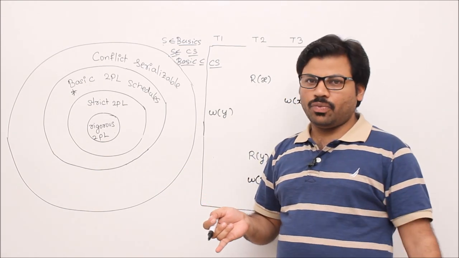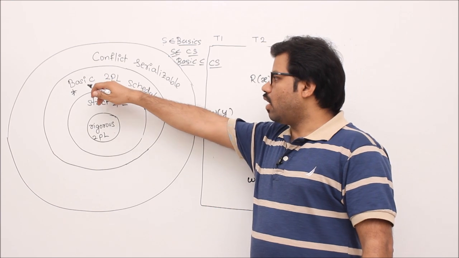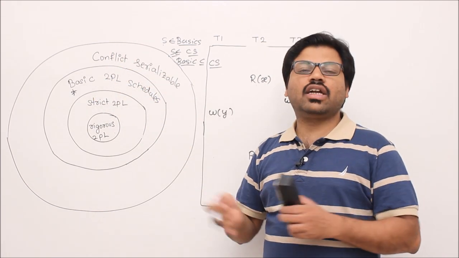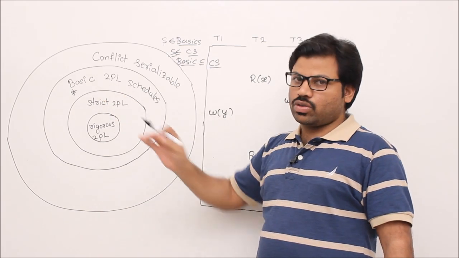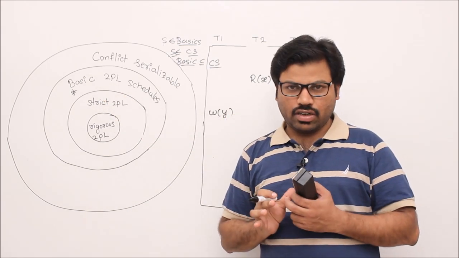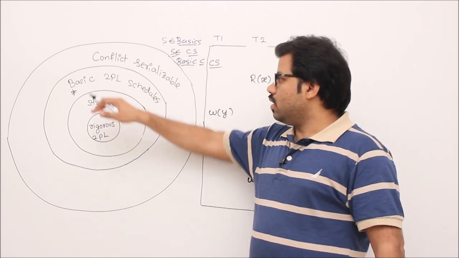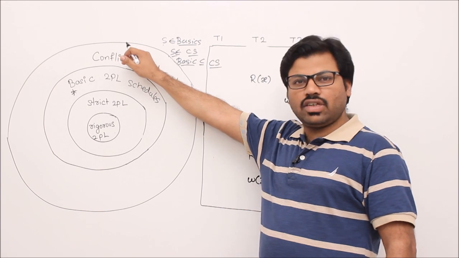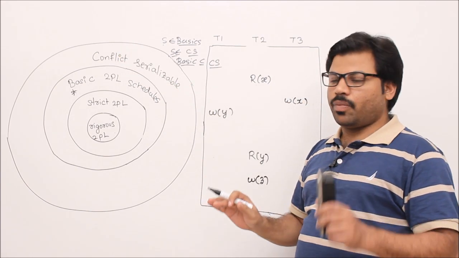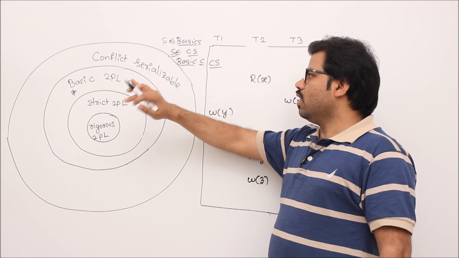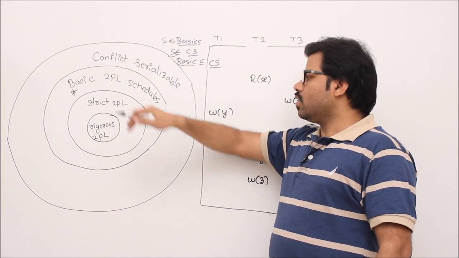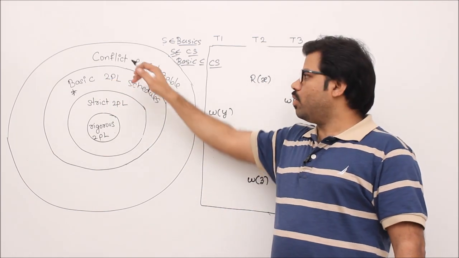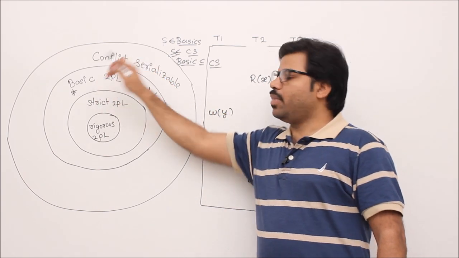The question we should answer is: is there any schedule which is conflict serializable but not allowed under basic 2PL? Second, is there any schedule which is allowed under basic 2PL but not conflict serializable? Such a schedule does not exist, because basic 2PL allows only conflict serializable schedules. But does it allow all conflict serializable schedules? The answer is no. That's why the relation is like this: conflict serializable schedules are a superset of basic 2PL. They are not equal, but a strict superset of basic 2PL.